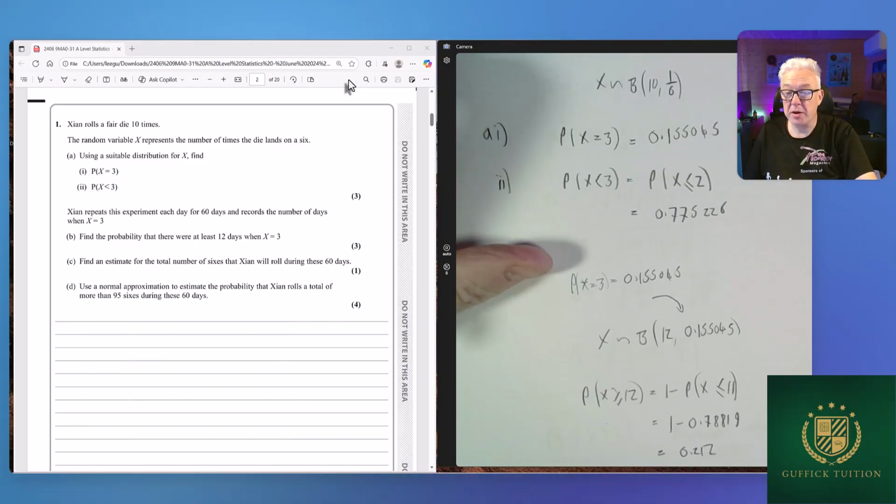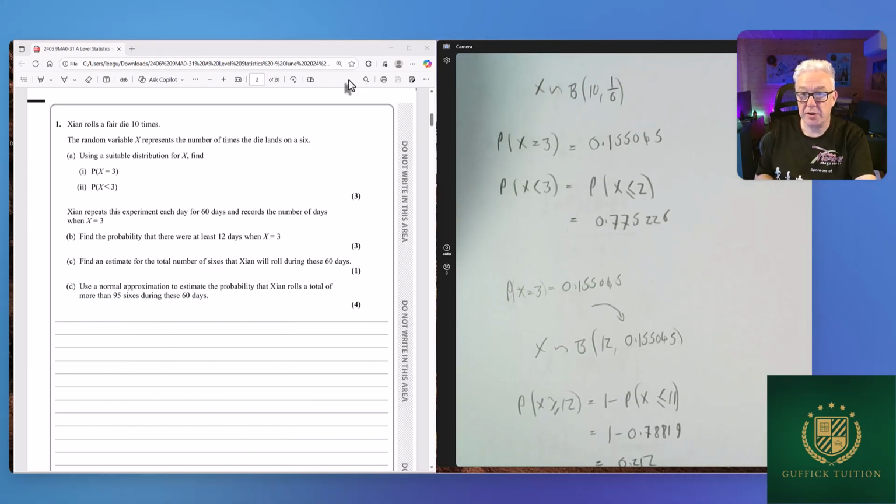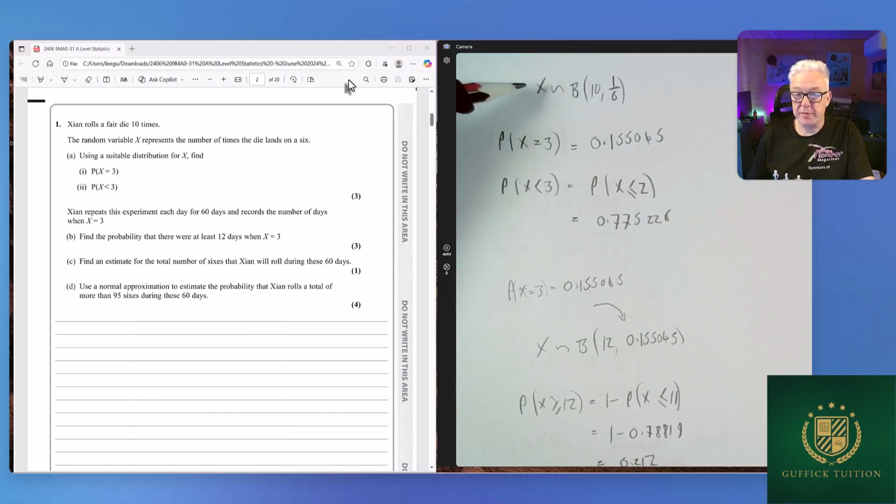So we're going to have a binomial distribution because either the dice lands on a 6 or it doesn't land on a 6. The rolls are independent of each other. There's a fixed probability and a fixed number of trials. And the results are all independent of each other. So that's why we're going to use a binomial.